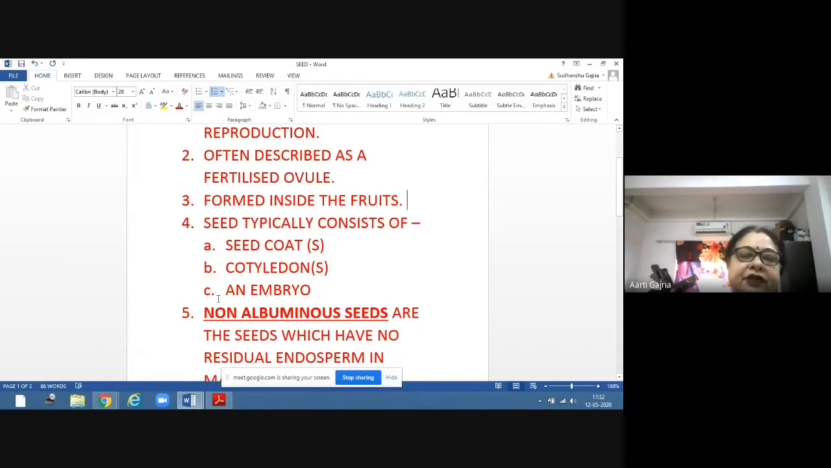The third thing which is present inside the seed, which is very important, which is giving rise to the future plant, is called embryo. So seed consists of seed coat, that is the outermost covering, then cotyledon, the reserve food material for the embryo, and the embryo. These three things are present inside the seeds.